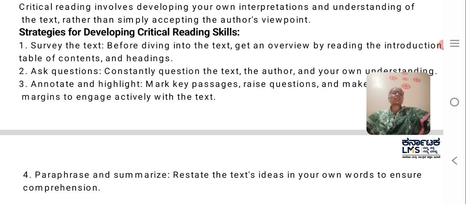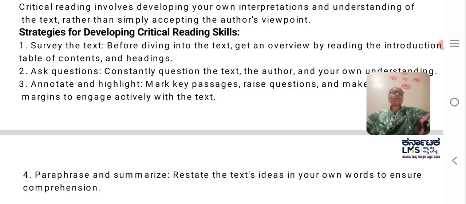So the search, or the survey, continues. A critical reader always evaluates the text's strengths and weaknesses. What are the strong points of the text? Are there any valuable insights or fresh perspectives? What are the weaknesses of the text? Are there any logical fallacies, unsupported claims, or biases?